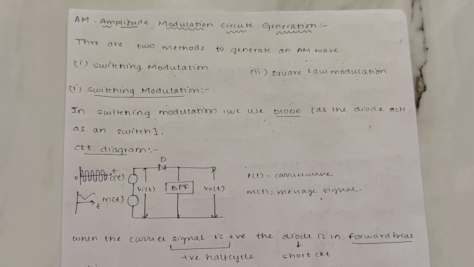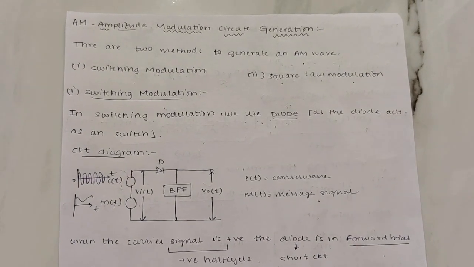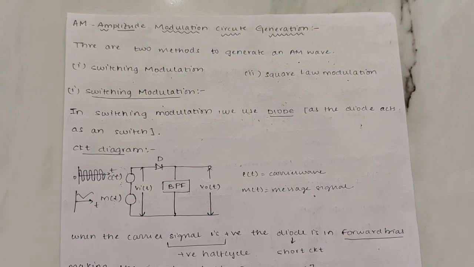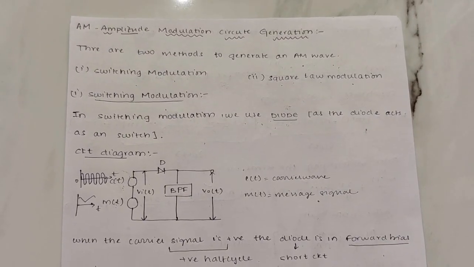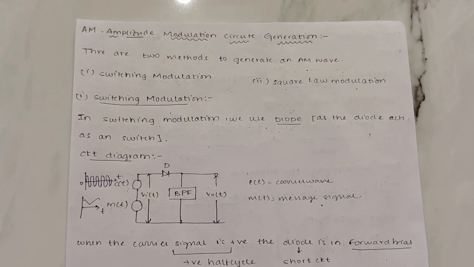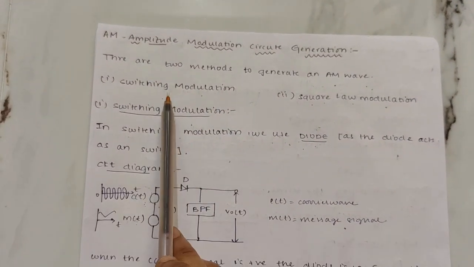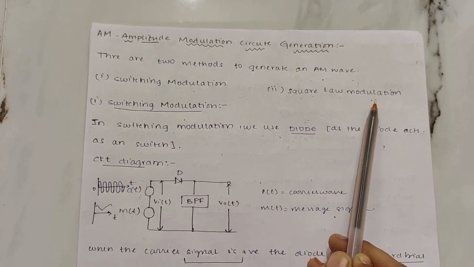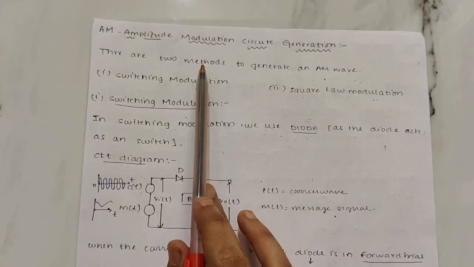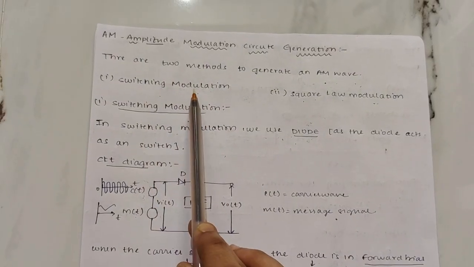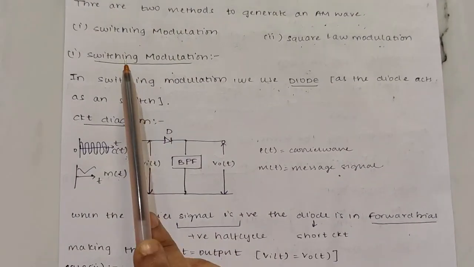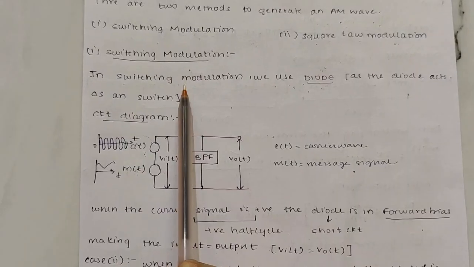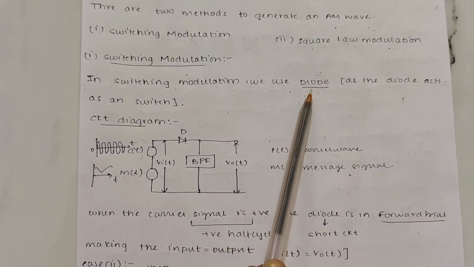Hi everyone, in this video we will see how an AM wave is generated. There are two ways to generate an AM signal. The first one is switching modulation and the second method is square law modulation. Today we will see the AM wave generation using switching modulation. In switching modulation we use a diode.